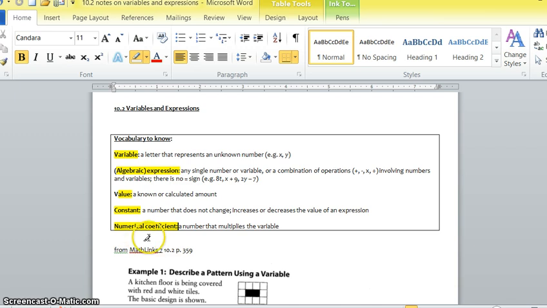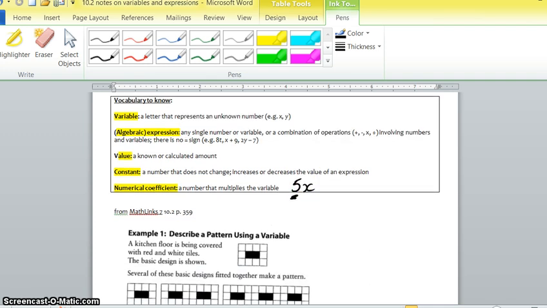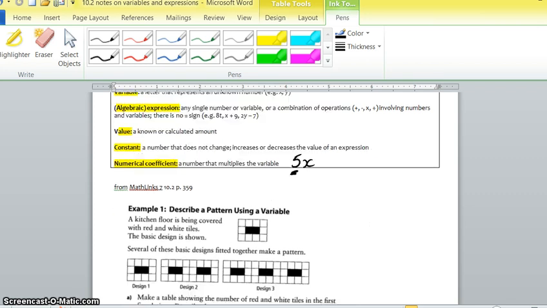Finally, the last term, which again may be new to you, is called numerical coefficient. It's a number that multiplies the variables. So for example, let me just give you one here. You could have 5 times x, where 5 would be the numerical coefficient because it's the number that multiplies a variable x. Now, so those are the terms you need to know for 10.2.